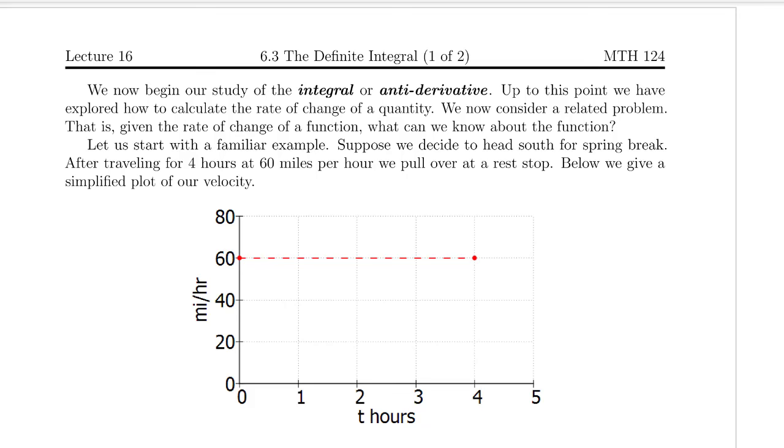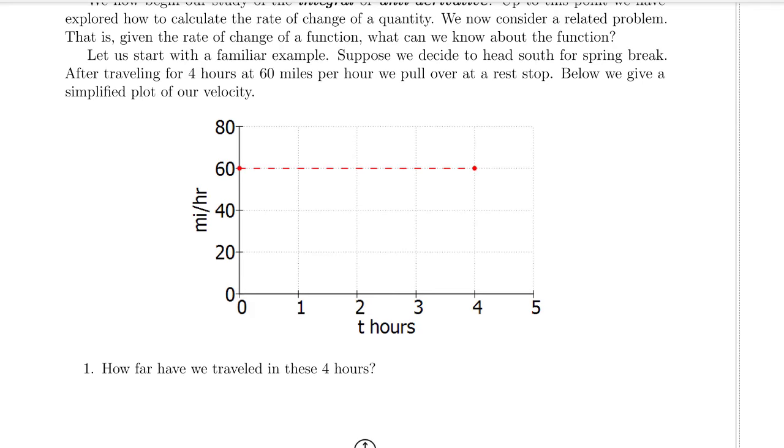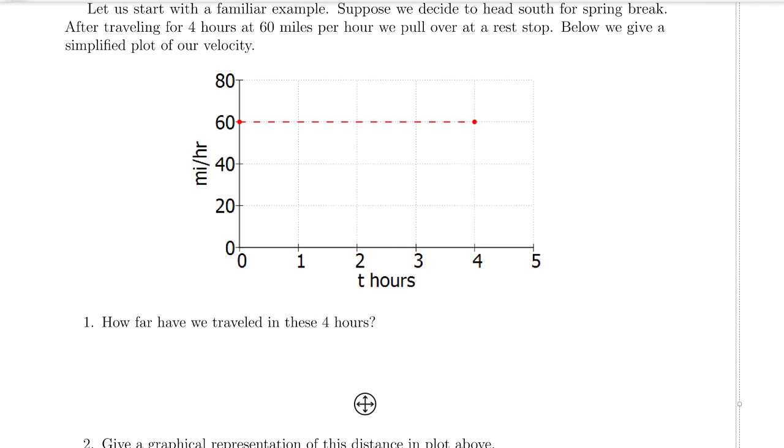Maybe you're on a bus or in a car and you're moving at some constant speed. Let's say we're driving 60 miles an hour south for 4 hours. And so if we were to plot that function velocity over time in hours, then we would get the plot below. And if we considered how far we've traveled, then we would all immediately say that we've covered 240 miles.